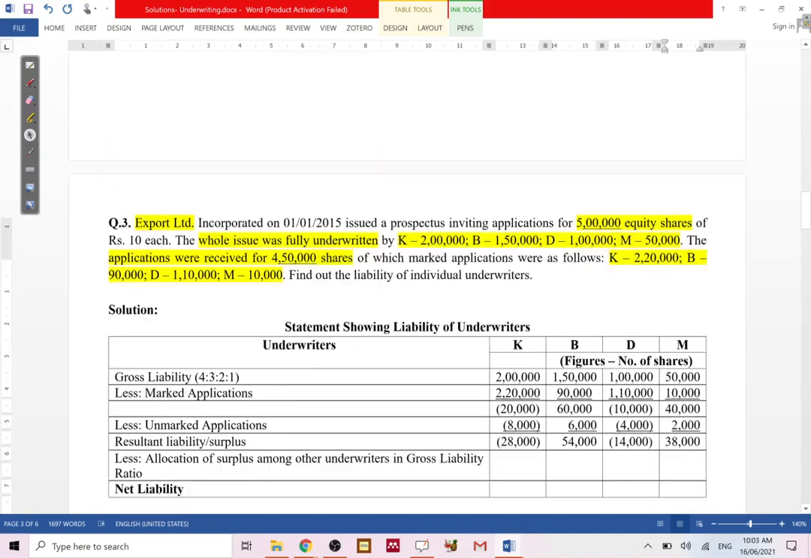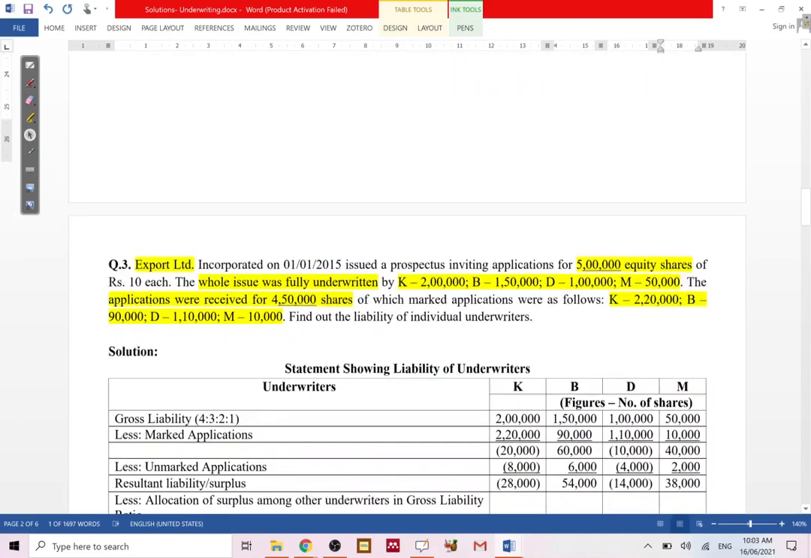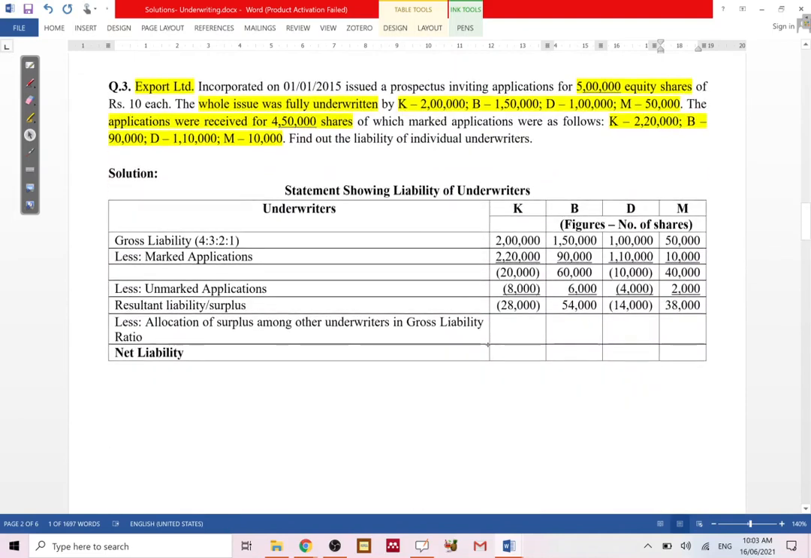Instead of one person having a surplus, there are two. Like over here only C had a surplus. So we took his surplus and we distributed among A and B in whatever gross liability ratio that was left. Correct? If there is a surplus, what are we supposed to do? Distribute both people's surplus between the other two who have a liability.